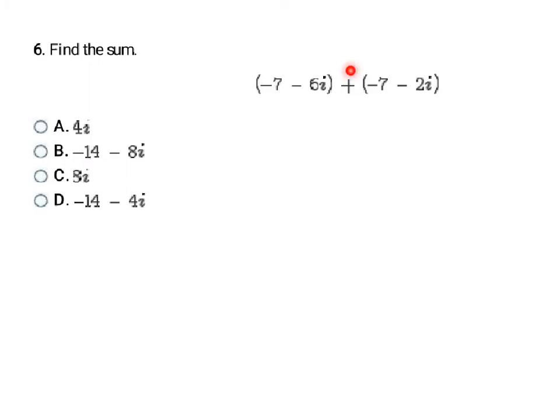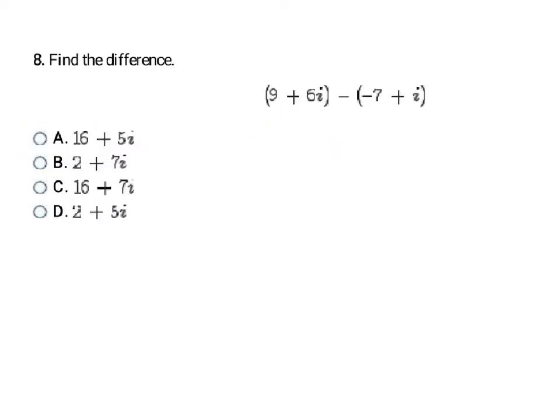So here I have addition in between the parentheses, so I don't have to remember anything extra about my signs. So I'm just going to add between the parentheses. Negative 7 plus negative 7 is negative 14. And then negative 6i plus negative 2i is negative 8i. And you're done. That's because you can't combine an i number with a regular number, with a constant, so your answer is B.